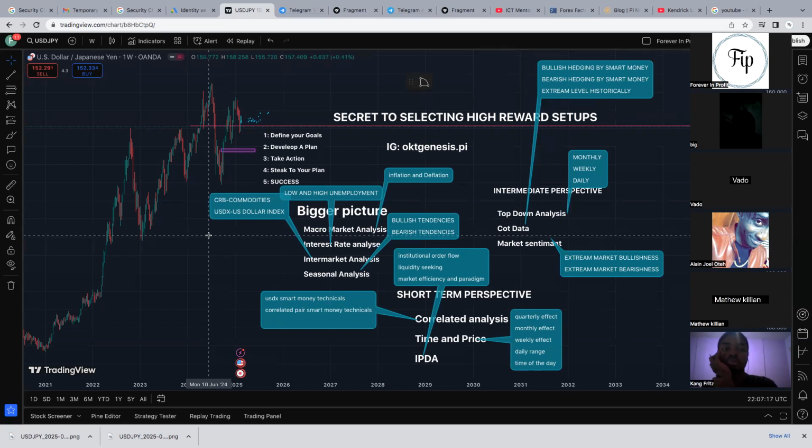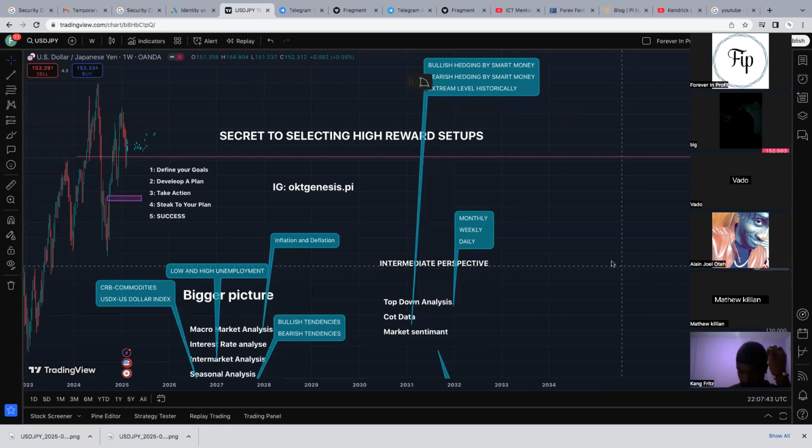So for all the first trading pairs that start with USD, if the dollar index is bearish, there's a huge possibility that it will be bearish soon. All right, now we'll move to the seasonal analysis. The seasonal analysis will have the bullish tendencies and the bearish tendencies. You guys already know what the bullish and the bearish trend is, right? We'll skip that and we'll go to the intermediate perspective.